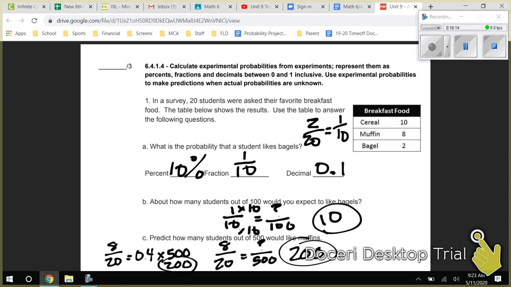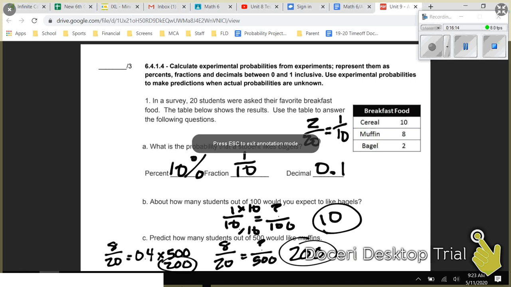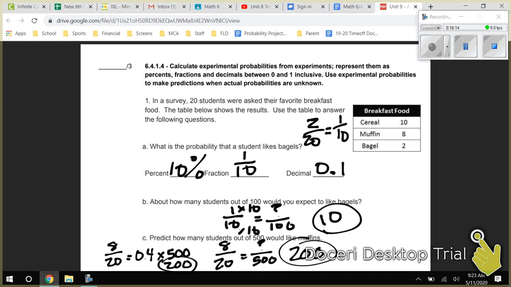Using this way, setting up with ratios and fractions, that's called a proportion. You could take the 8 out of 20 and change it to a decimal with division, and then just multiply by the total, 500, and that gives you 200. So again, there's a lot of ways to do these problems, but ultimately about 200 people would like muffins according to our survey data. All right.